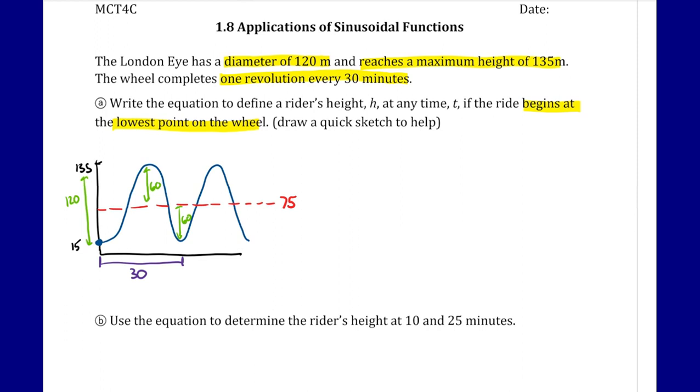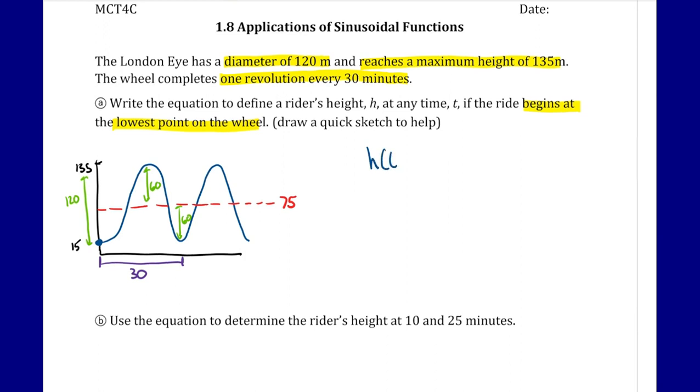Right now, we have two options, sine or cosine. Is this a sine or a cosine function? Well, we did talk about this in the previous lessons. This graph starts at a minimum. So if it starts at a minimum or a maximum, chances are we should be using cosine.